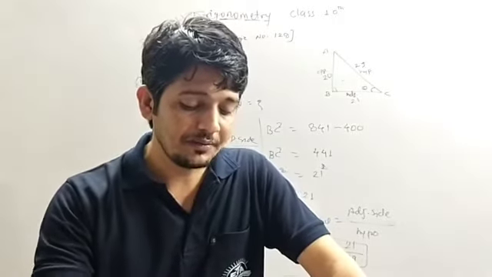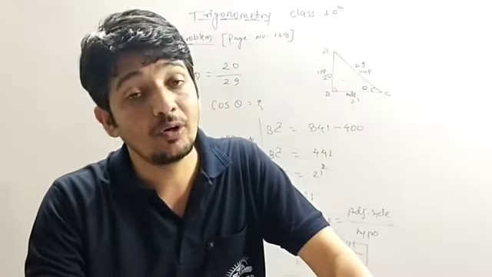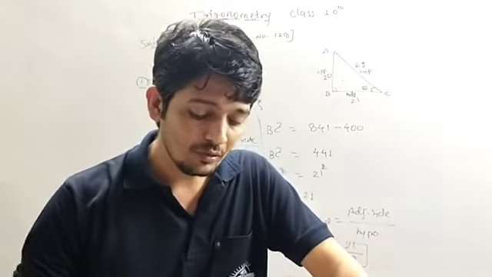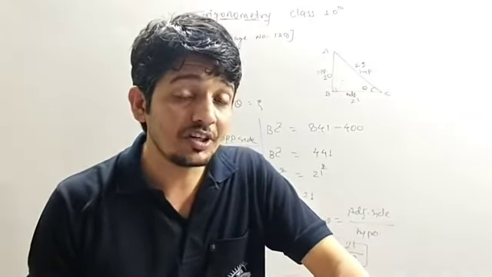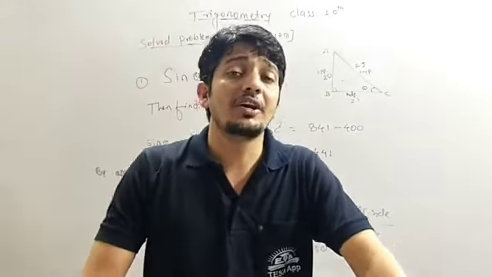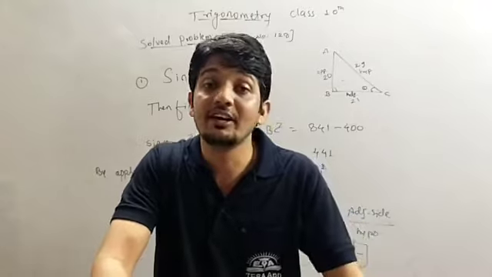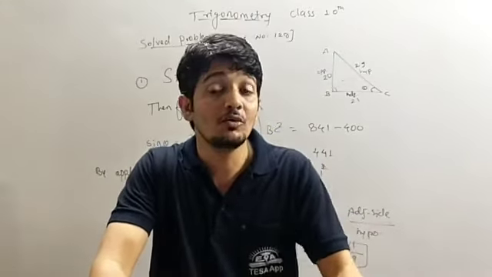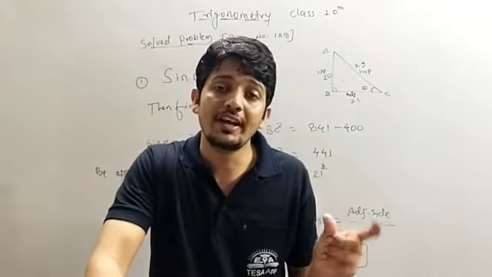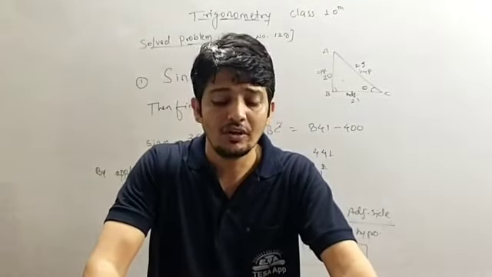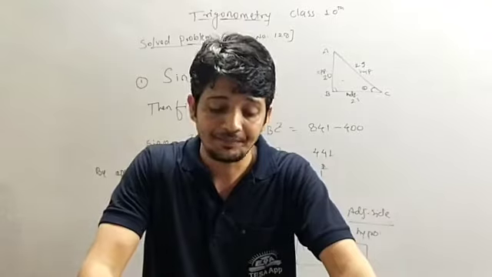It says if sin theta equals 7 divided by 25, then find the value of cos theta and tan theta. So you first have to find the value of cos theta, and after cos theta you can calculate the value of tan theta, because tan theta equals sin theta divided by cos theta. That means the value of tan equals the value of sin divided by the value of cos theta. Then you solve and you will get the value of tan theta.